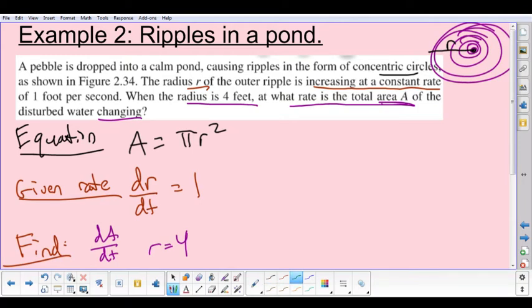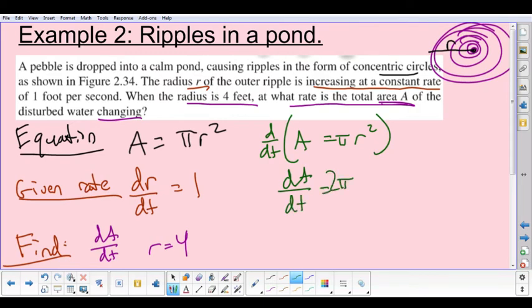If this is my equation, I have to differentiate this. So it's going to be d/dt of the whole thing, A equals pi r squared. Differentiating, dA/dt is going to equal 2 pi times r times dr/dt. So r squared becomes 2r dr/dt. Okay, cool. Now I want to just plug things in.